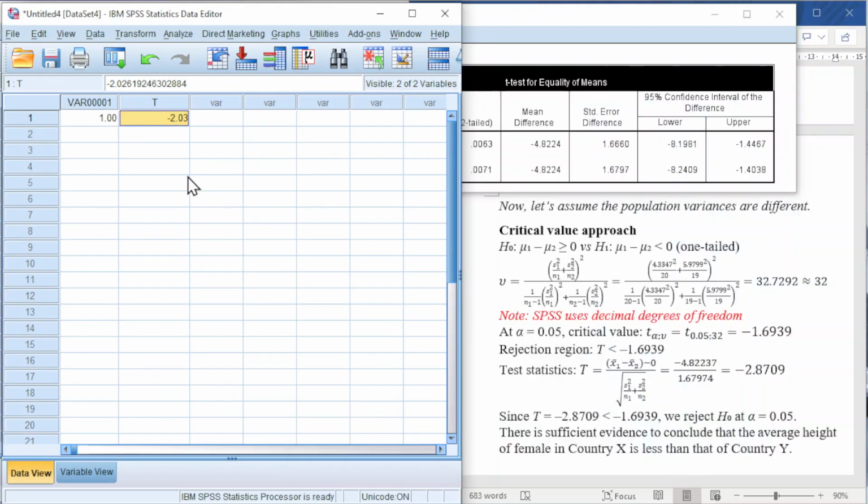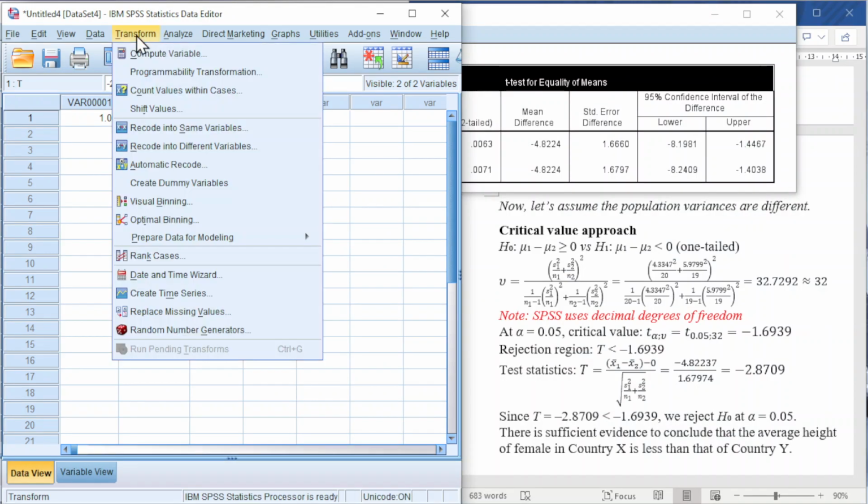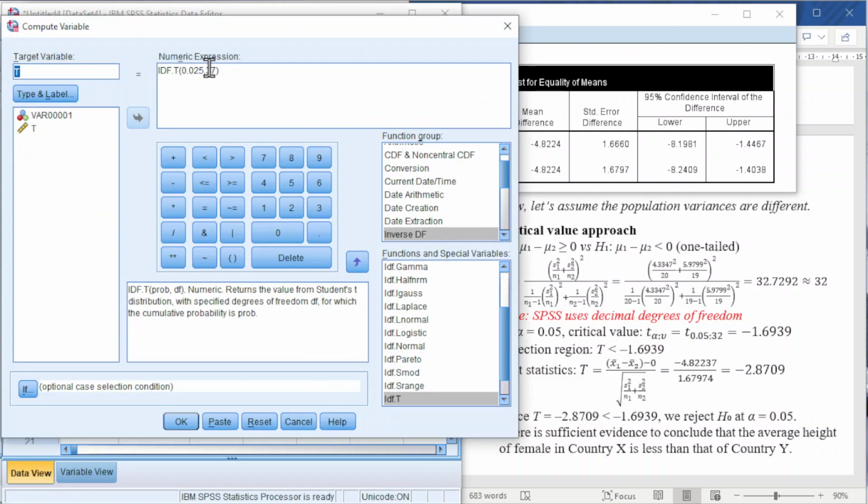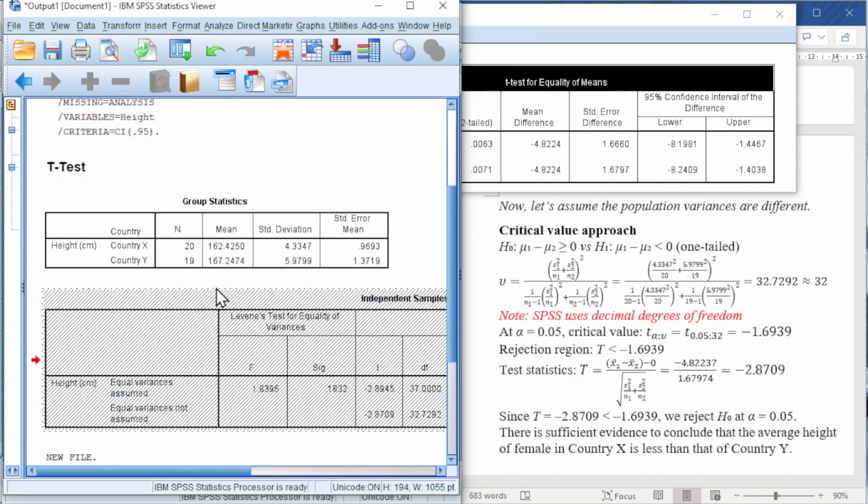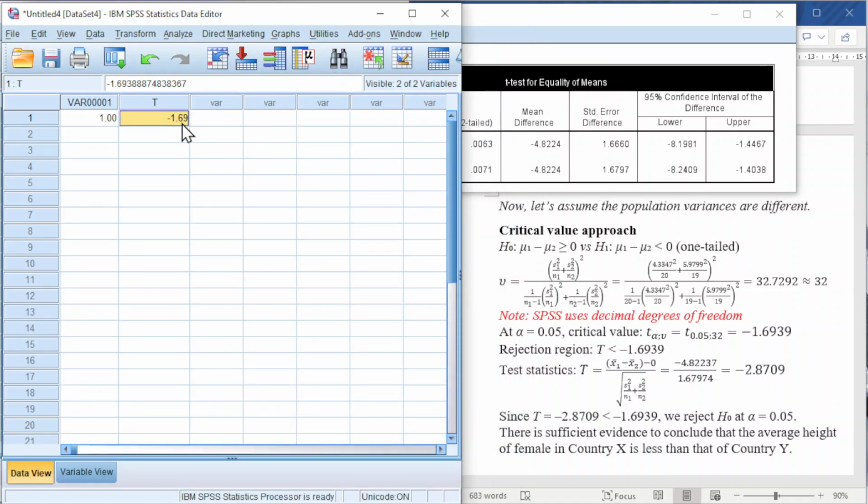To compute, also make use of this new book. We are going to go back to transform, compute variable, and this time we should change to 32. Remember to change the significance level as well, since this is the left tail test, which means that it's one tail. Do not take alpha over 2. Click on OK and we should obtain the t-value as we can see here. The t-value should now be negative 1.6939. And we need the less than region.